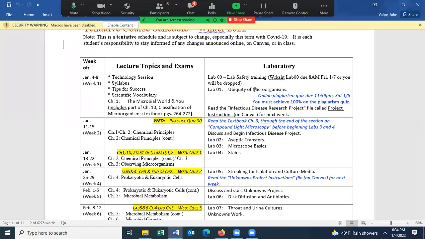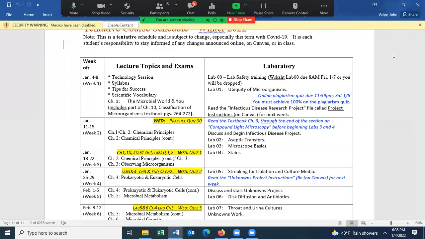Normally, students don't have trouble with this. But last term, a student wasn't paying attention, or maybe he didn't think I actually would drop him. But I did drop him because he never submitted Lab 00. Then he didn't get back to me until about a week later, asking to add the class. I said no, you missed too much of the class. I'm not going to add you.